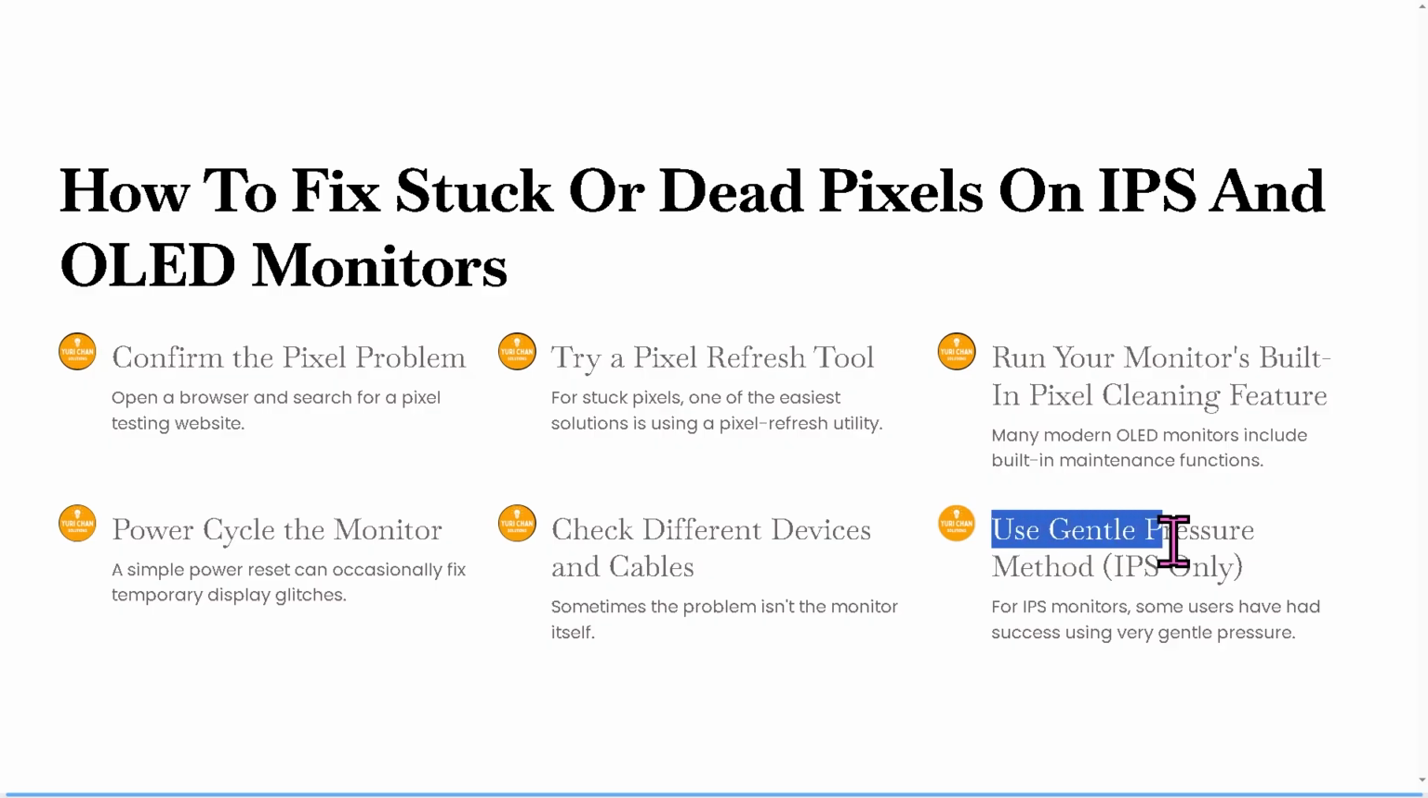Last, you might want to use a gentle pressure method for IPS only. For IPS monitors, some users have had success using very gentle pressure. It's important to do this carefully and at your own risk. Turn off the monitor, use a soft microfiber cloth, apply very light pressure to the affected area, then turn the monitor back on. Never press hard on the screen as this can cause permanent damage. Avoid this method entirely on OLED displays.